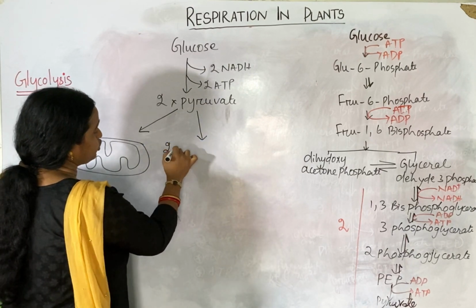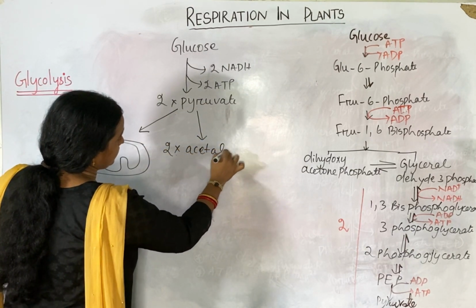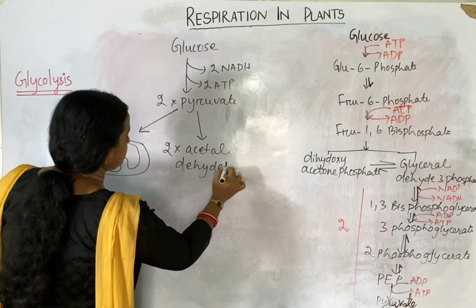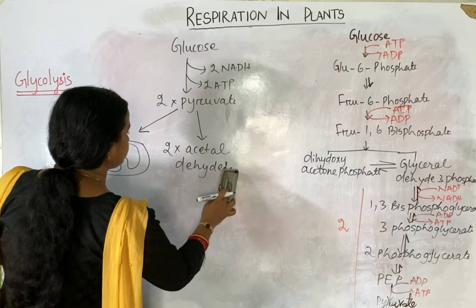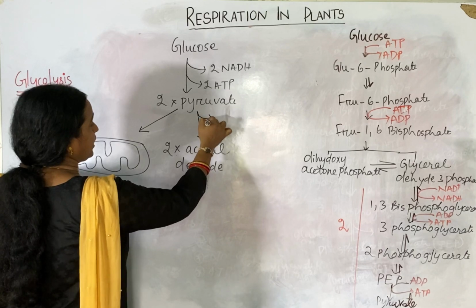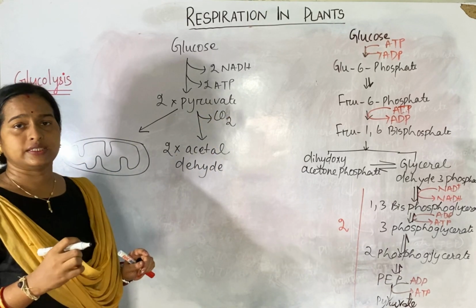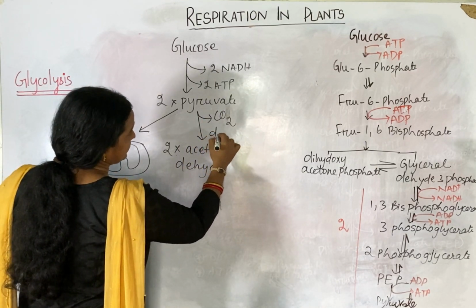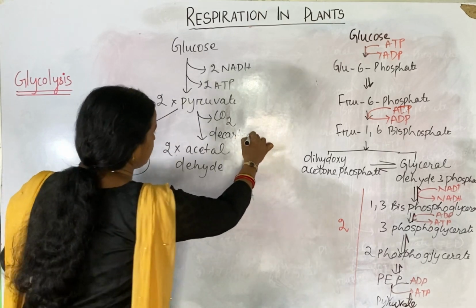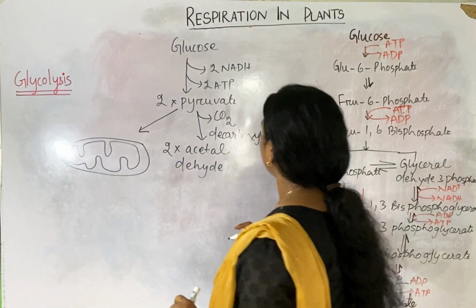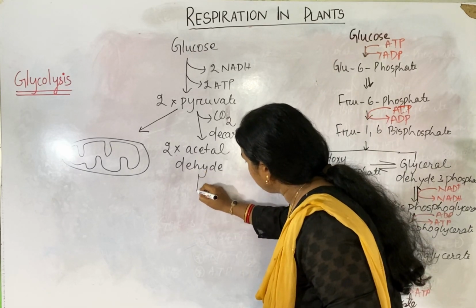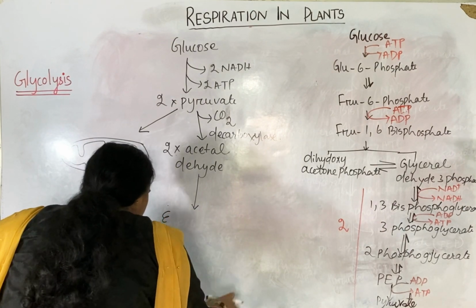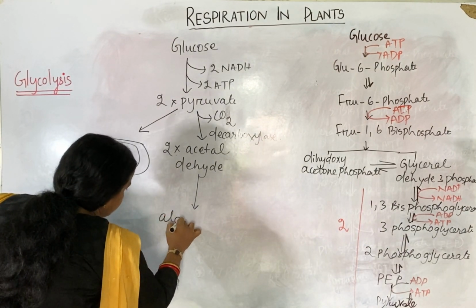And if there is a scarcity of oxygen, the pyruvate will get converted into acetaldehyde. Here 1 molecule of carbon dioxide is released, and the enzyme that is needed is called decarboxylase. And the acetaldehyde again gets converted into alcohol or ethanol.